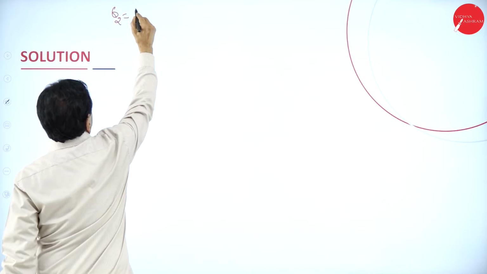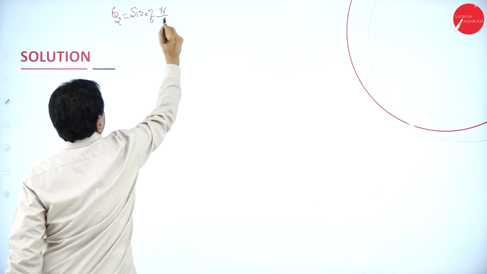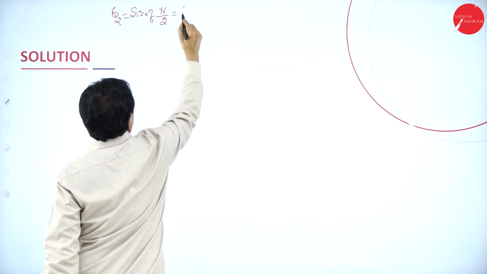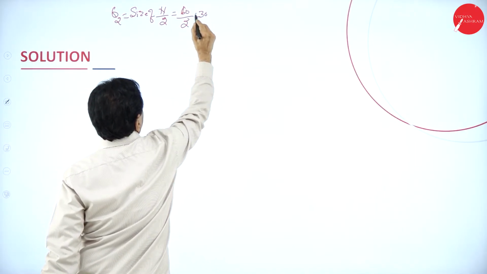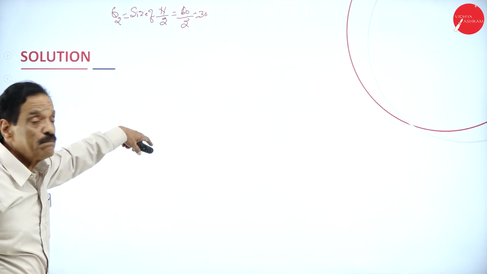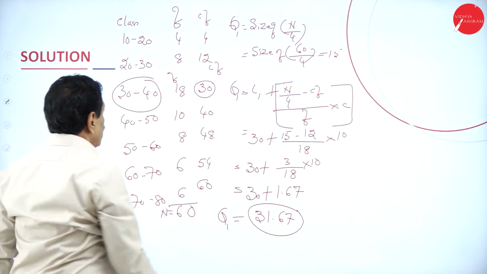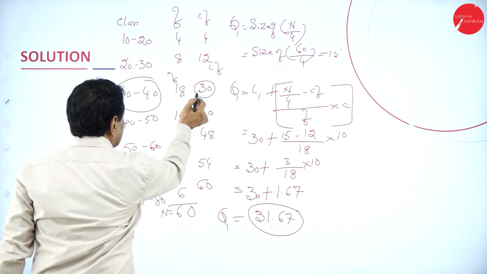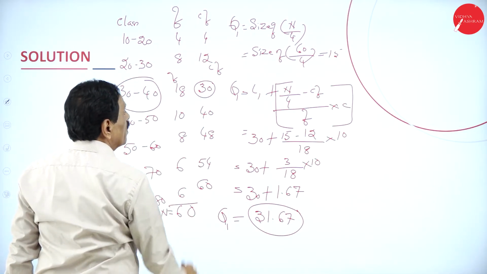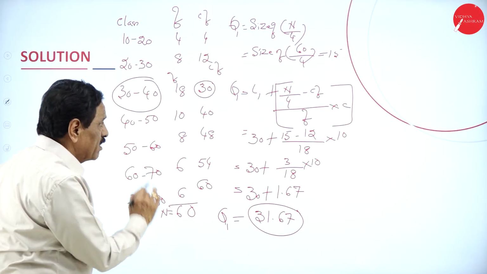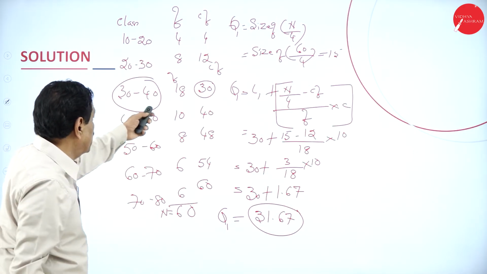Q2 is equal to size of N by 2. What's your N? 60 by 2. That's equal to 30. So, size of N by 2, 60 by 2 is 30. Find 30 in CF. Here, exactly 30 is there now. Here 30 will come under same. Exactly 30 is there. Your class is 30 to 40.